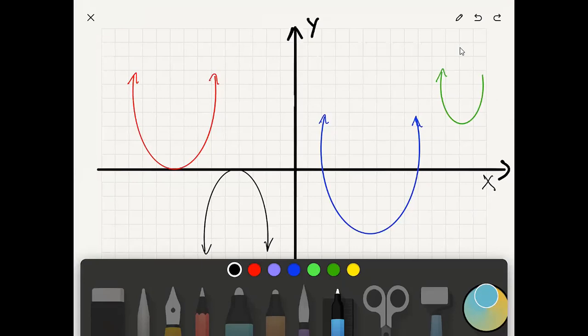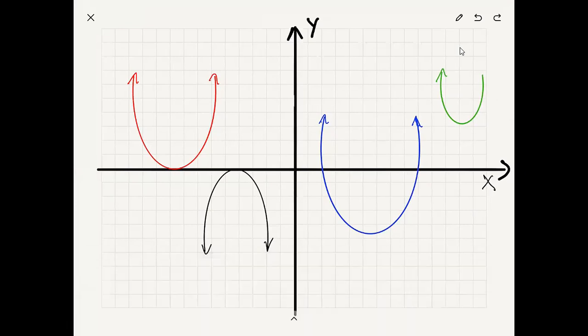So what you should see here is that there are 4 quadratics. The red one has one solution, and the way that I know that is because it is just tangent to the x-axis. That's how you know it has one solution. This upside down parabola also has one real solution, because it's also tangent to the x-axis.